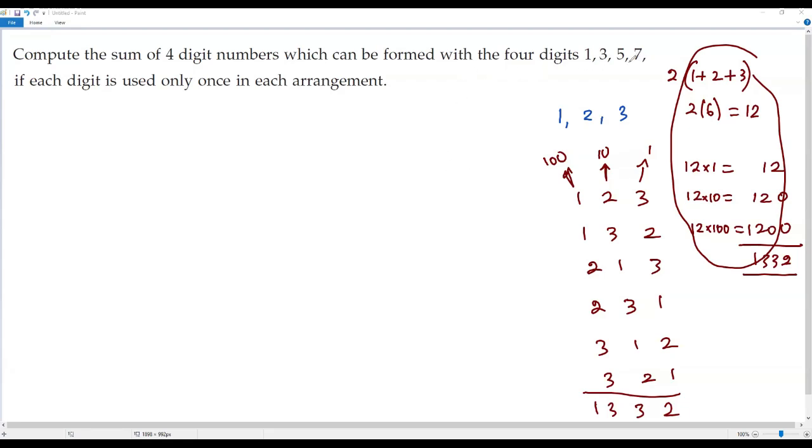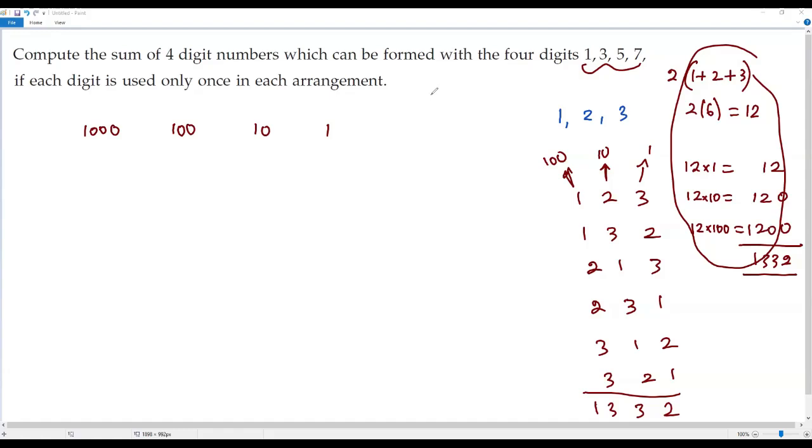So in our problem, that is 1357, we already know that there are 24 four-digit numbers formed using these digits, and in each of those 24 four-digit numbers, each digit will be used only once in each arrangement. Now we'll have the thousands place, hundreds place, tens place and ones place. In the ones place, each of these four digits is repeated how many times?